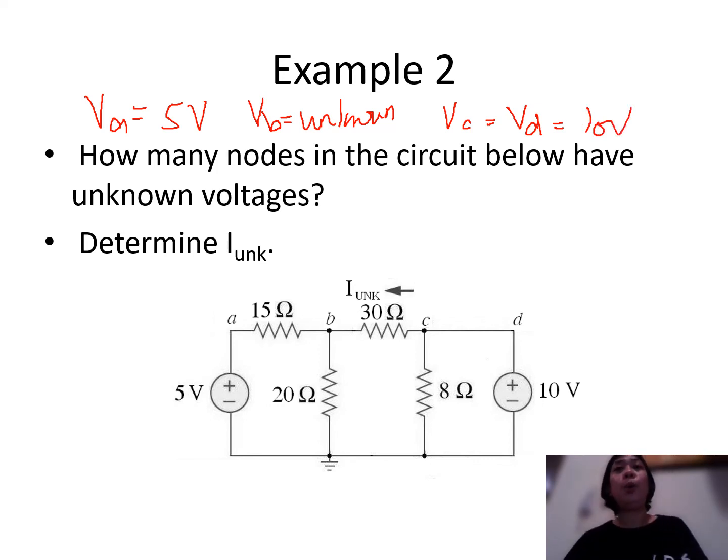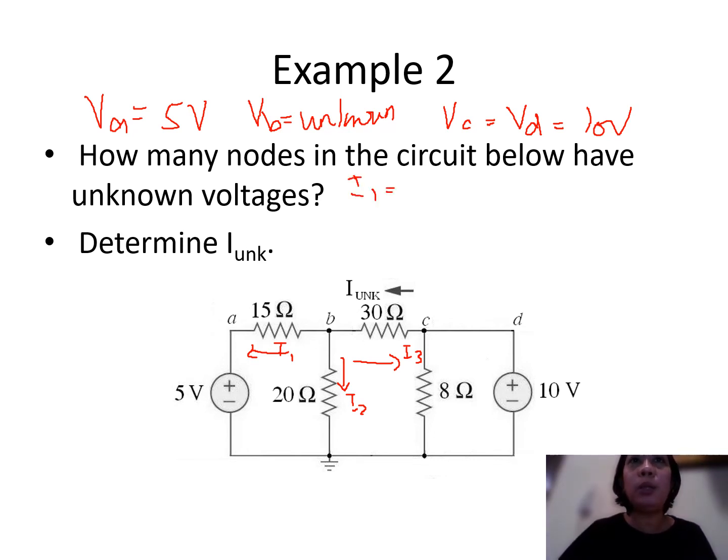Let us now write our current equations. Let us assign our current here in our node B. Let us assume that all of the currents will be leaving our node B. Let us call this our I1, this our I2, and this our I3. Let us establish our equation for I1. So I1 here is equivalent to VB minus VA. But what is our VA? Our VA is equal to 5, divided by the branch resistance, which is equivalent to 15.